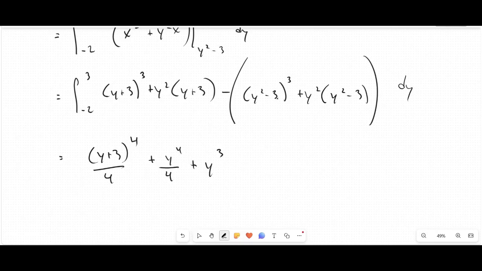I'm going to keep going with this stuff here. I get y to the fourth. That integrates to y to the fifth over 5. Minus 3y squared integrates to minus y cubed. All of that needs to be evaluated between -2 and 3.